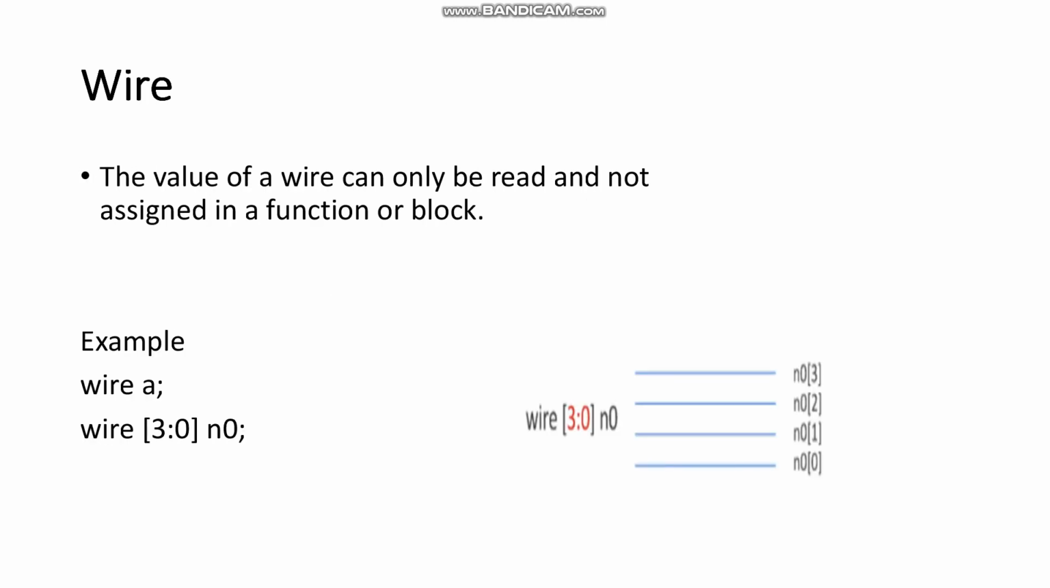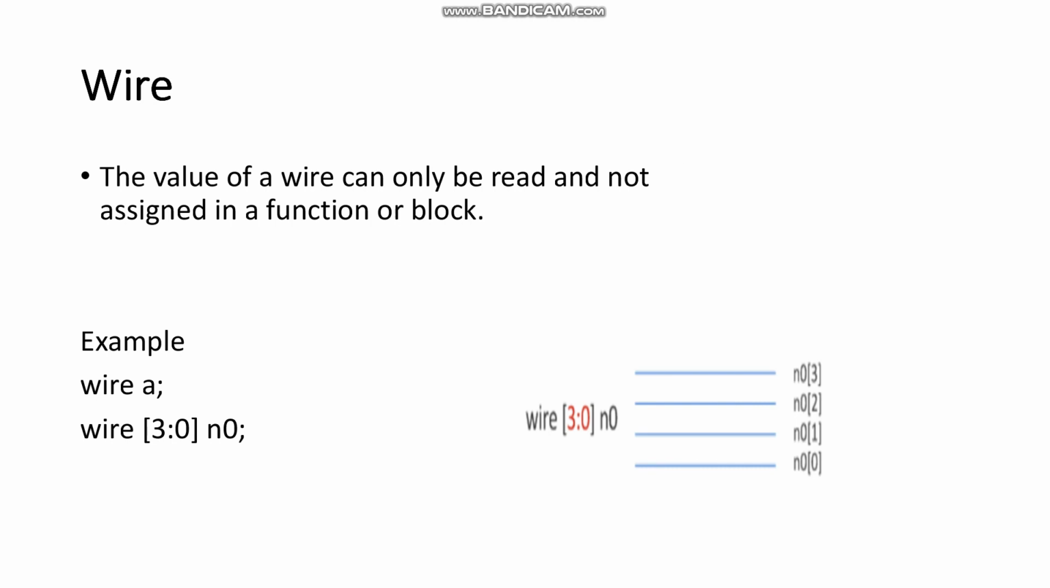Next, an important data type when you are writing Verilog code is wire. Before going to the wire data type, I want to introduce two types of data types. The first is the net data type, and the second is the variable data type. The net data type is mainly indicated by the wire data type, and the variable data type is indicated by the register data type.